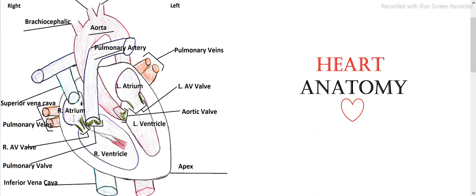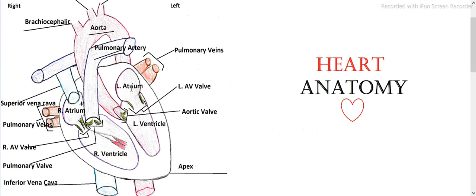From here we go into the right ventricle. From the right ventricle we go into the pulmonary artery through the pulmonary valve, which is a semilunar valve. From the pulmonary artery it goes out to the lungs, and then from the lungs, getting all oxygenated, it goes into the left atrium through the pulmonary veins. As you see, we have 4 of them, 2 on each side.